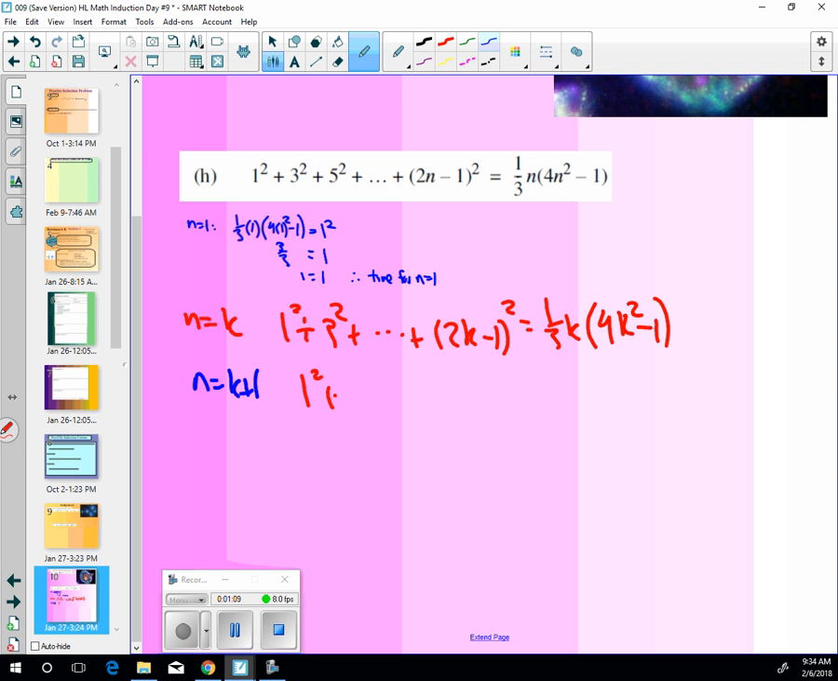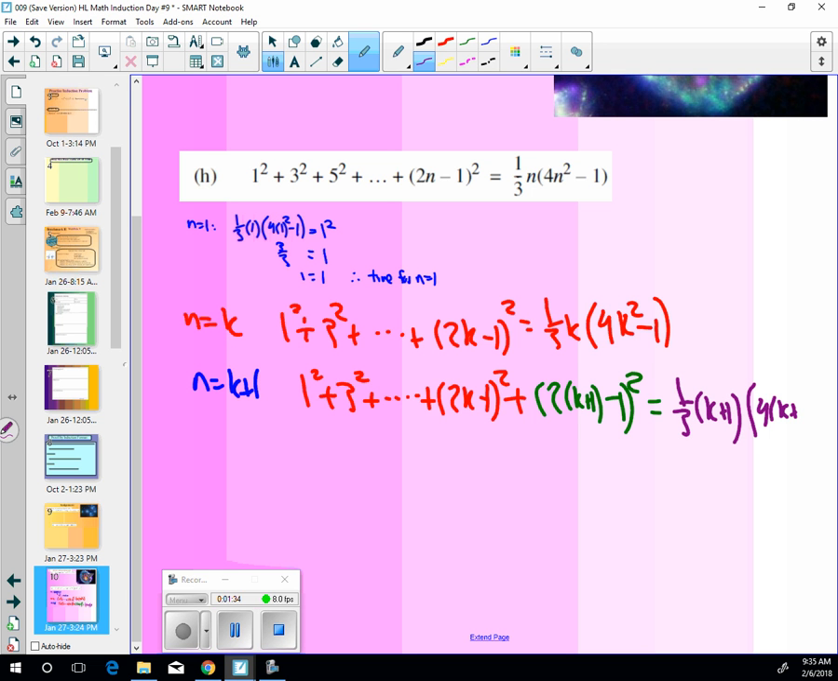And we're going to write everything the way it was. 1 squared plus 3 squared plus ... plus 2k minus 1 squared plus the next term, which is going to be 2 times k plus 1 minus 1 squared equals, and then we're going to grow this one just a little bit. 1/3 k plus 1, 4 times k plus 1 squared minus 1. So far, so good? All right.